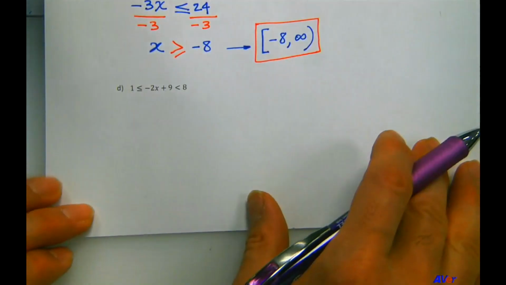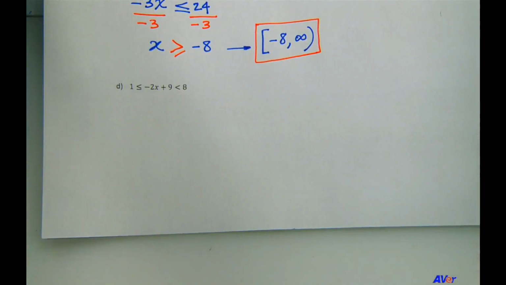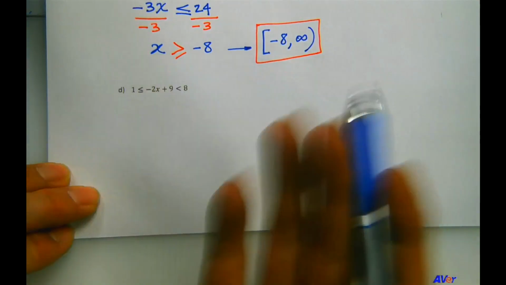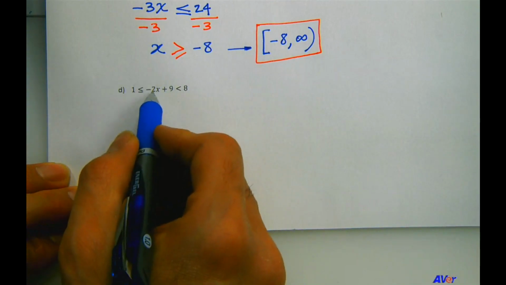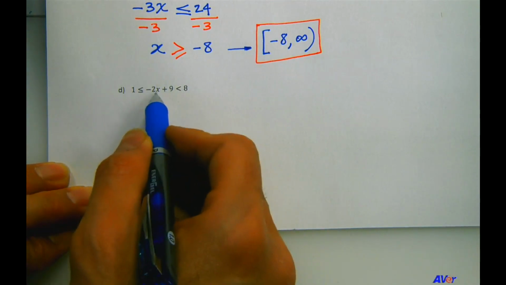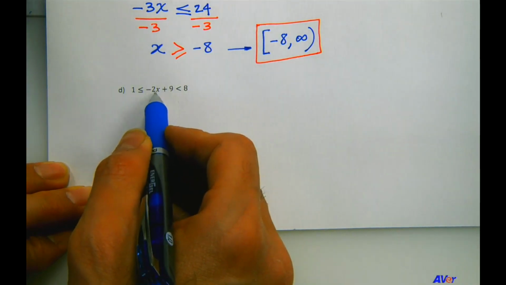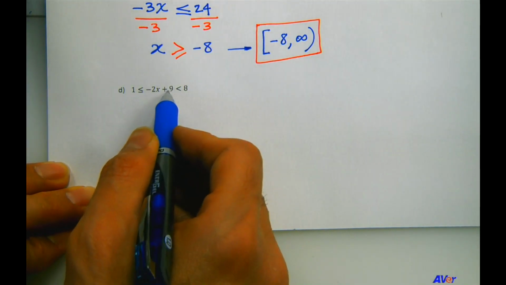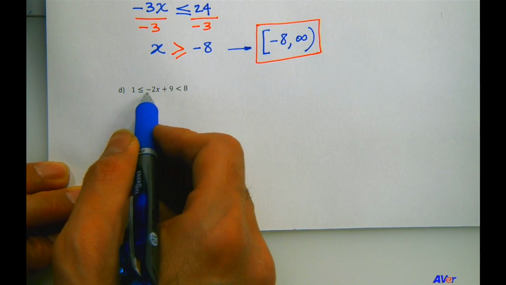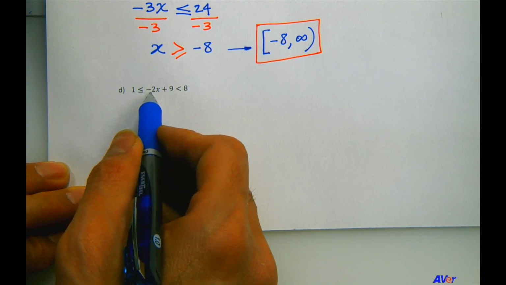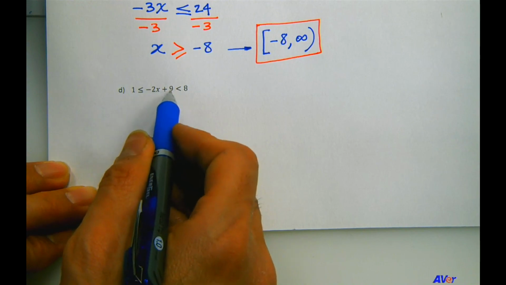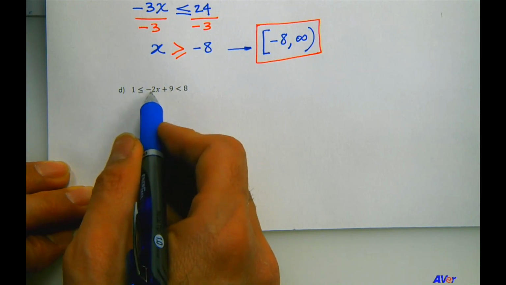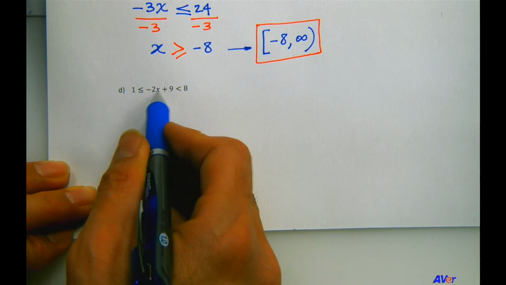Okay, so next one is a compound inequality. But the procedure doesn't change, which means in order to solve for x, we have to isolate x. So how am I going to isolate x when I have positive 9 next to it and negative 2 as a coefficient of it, right? So in order to isolate x, we need to get rid of the 9, we need to get rid of the negative 2. The technique to eliminating each of these numbers is going to be different.